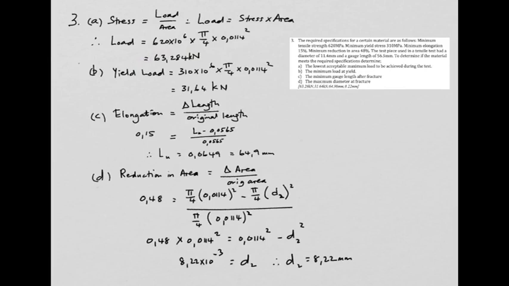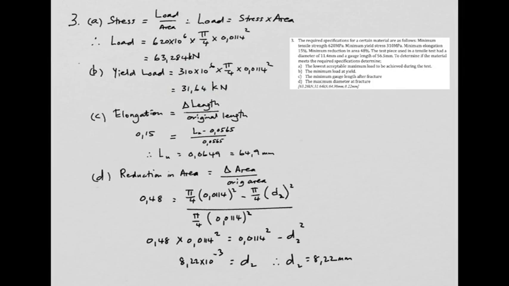Yield load is easier to understand. They tell you that the yield stress must be at least 310 megapascals, and once again multiplying it by area, you had better note 31.64 kilonewtons, which as we know would be less than the ultimate load.